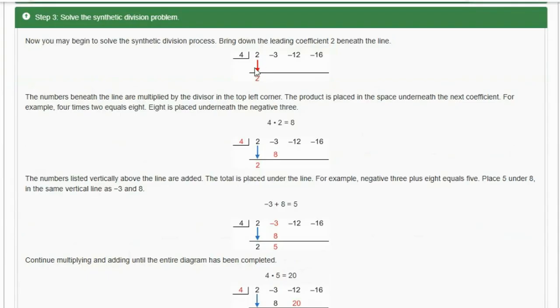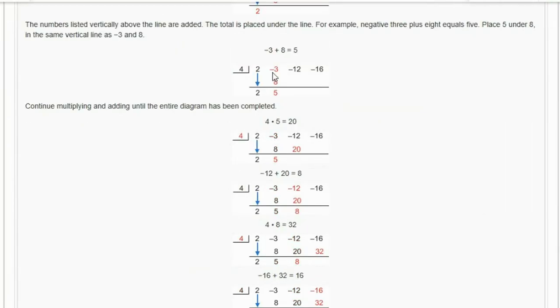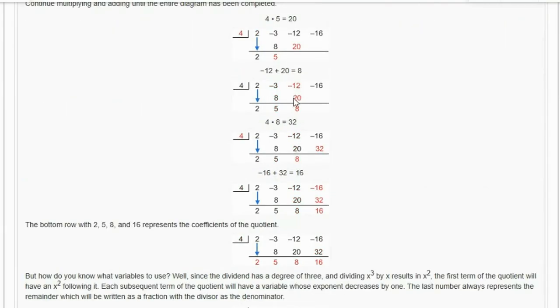First thing, bring down the 2. So they step through this here in your lesson too. So if you're a little confused, you can step through this. Then you multiply 4 times that number, which is 8. Now you add those. Negative 3 plus 8 is 5. And then we just repeat that. Now it's 4 times 5, which is 20. And we add negative 12 to 20 and get 8. Then we're going to multiply 4 times the 8, 32. We're going to add those to get 16.